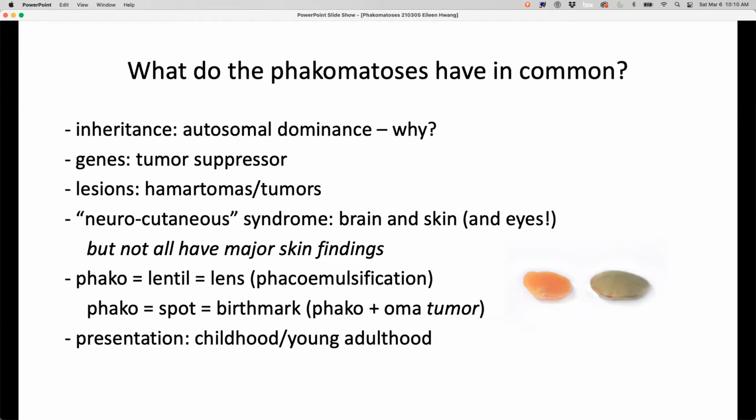So that's how I think of the phakomatoses as being autosomal dominant too: they have one bad copy of the tumor suppressor gene, and maybe they're losing a second copy. I don't know that for sure, but that's how I rationalize it in my brain. Does that make sense? Mm-hmm.